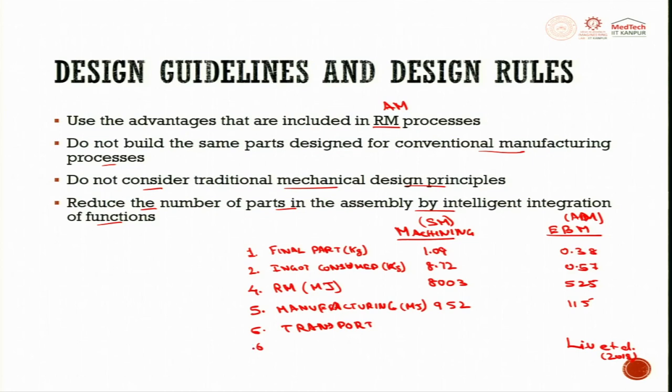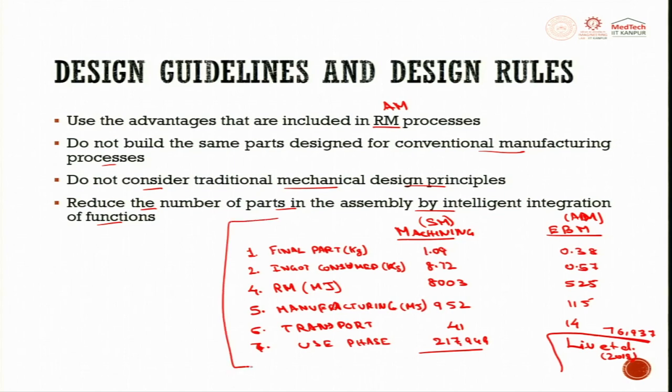Then in transport and use phase, the energy is given for the component or the product they have studied. In the transport itself, it is 41. This one is 14. In the use phase, it is showing 217949. And this one, it is showing 76937. You see the overall energy consumption in additive manufacturing that is studied by Liu et al. in 2018 is far less than the counterpart produced in subtractive manufacturing.